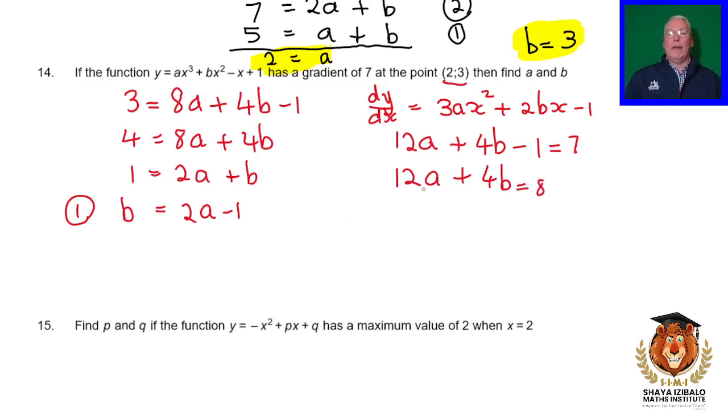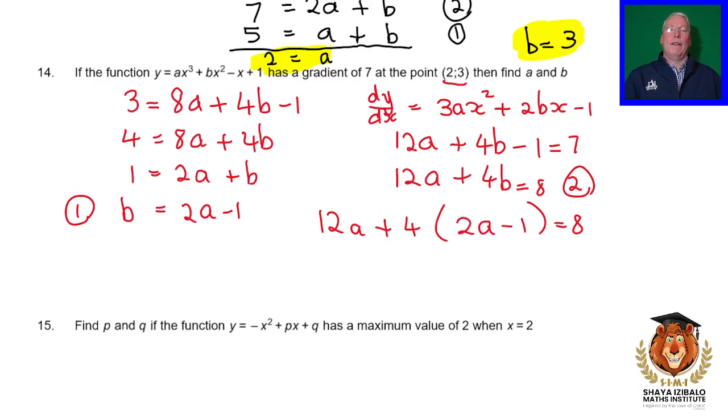Okay, now this is equation number 2. This time we're going to solve by substitution. So we're going to write out equation number 2 again. 12a plus 4 lots of b equals 8. But from equation number 1, we know that b is actually 2a minus 1. So what we've done is we've substituted this value for b in here. There's b, and this is b, and so we've put it in there. Now we only have one variable, and it will be easy to solve this equation.